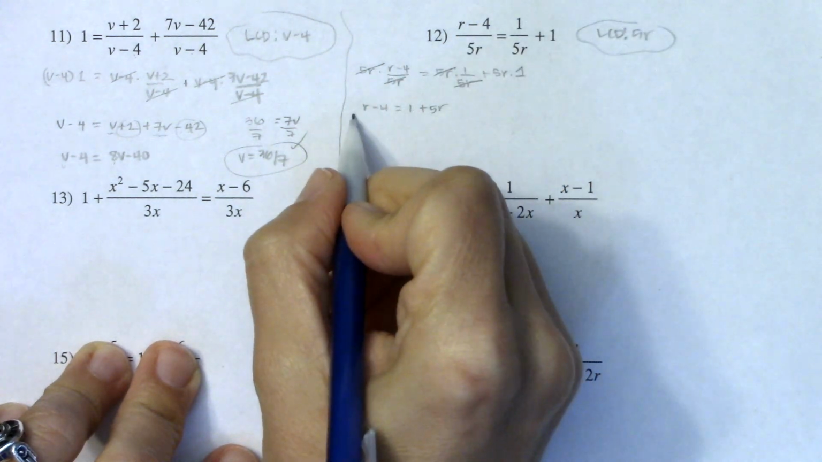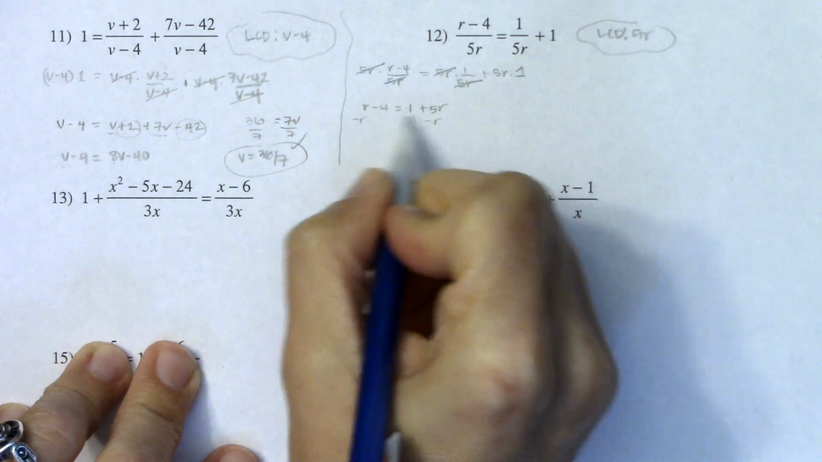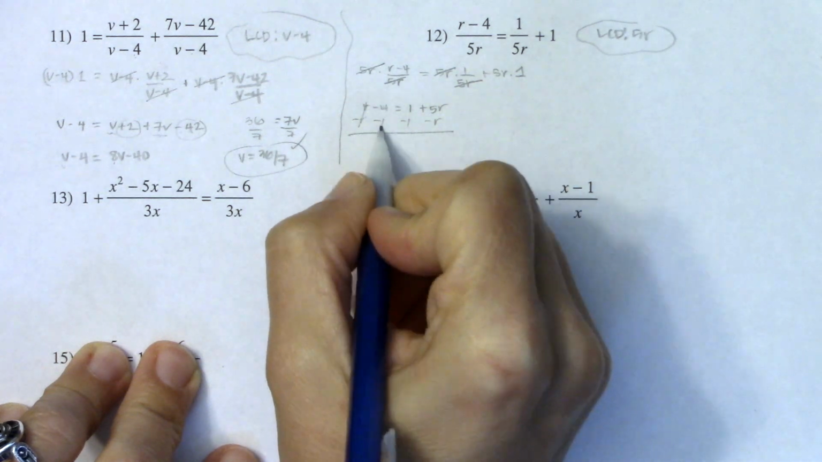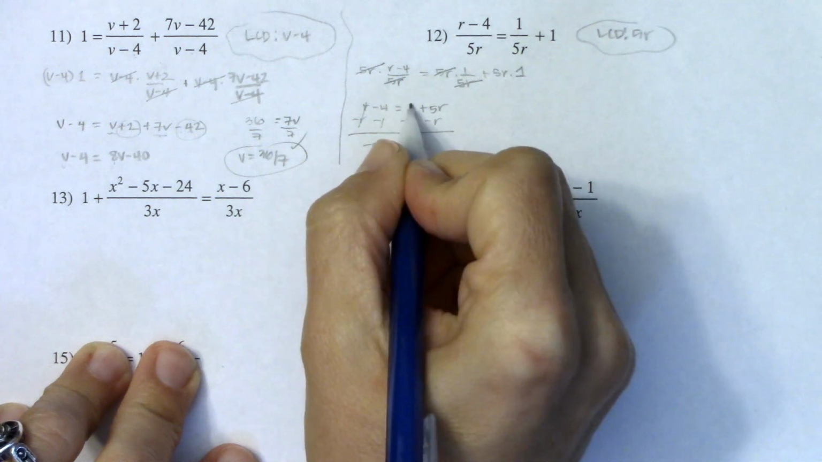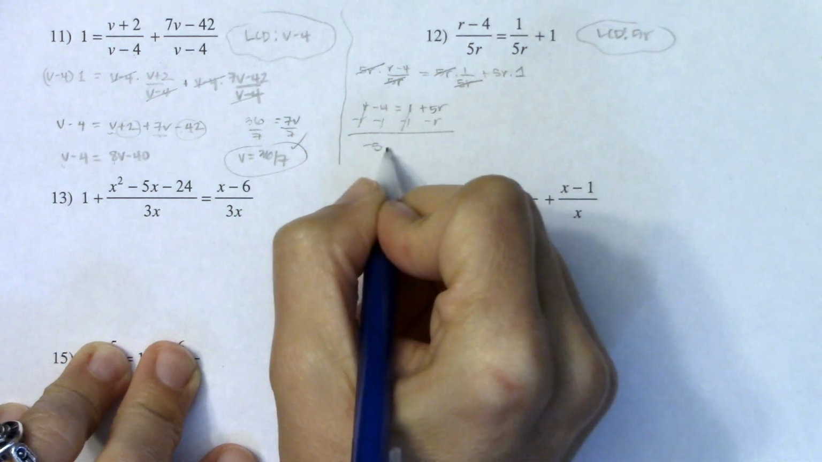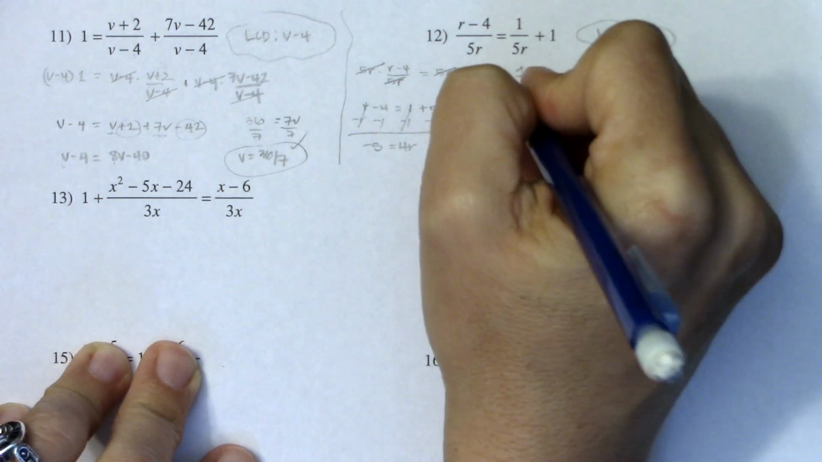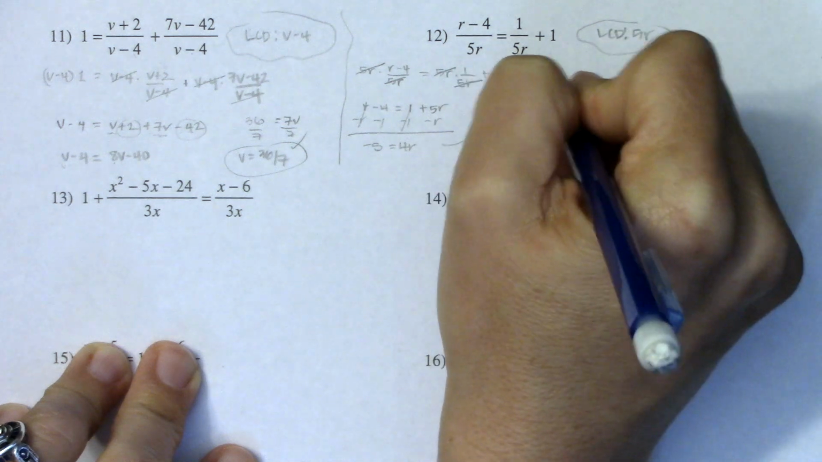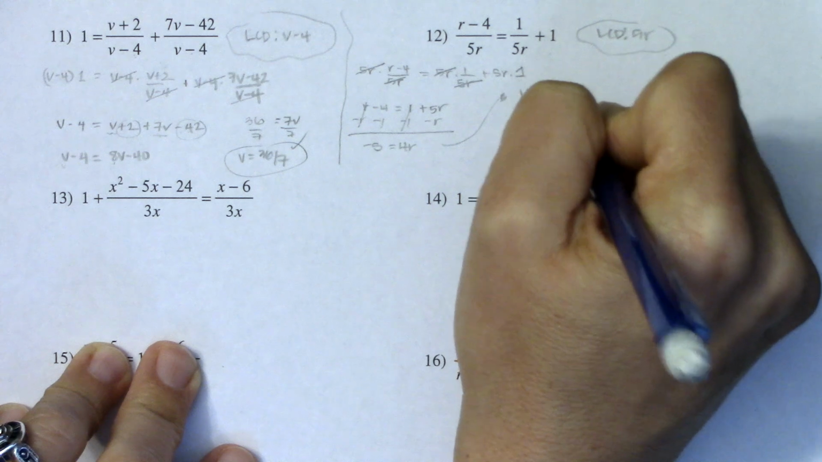And then what I'm going to do, I'm going to subtract r from both sides. And at the same time, if I'm moving the r term, I'm going to subtract the 1 from both sides. So the r's cancel. Negative 4 minus 1 is negative 5. The 1's cancel. 5r minus r is positive 4r. So if I want to solve for r, I'm going to divide both sides by positive 4. And that's going to leave me with r equaling negative 5/4.